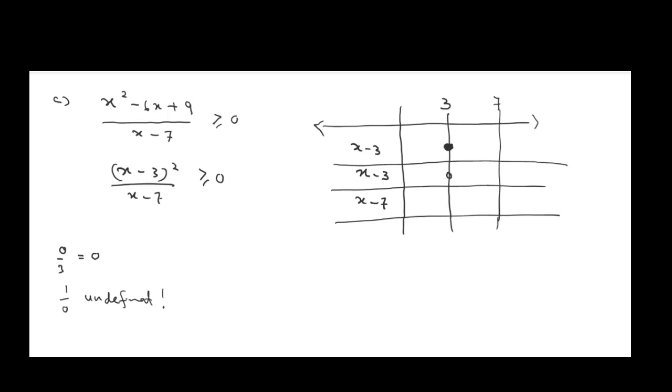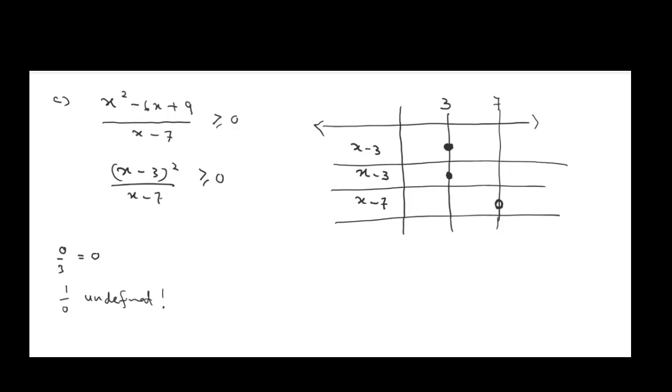Same goes for the second one, also x minus 3. For x minus 7, 7 will make it 0, but it is in the denominator, so we cannot take the value of 7. That's why we only have to use an open circle here.